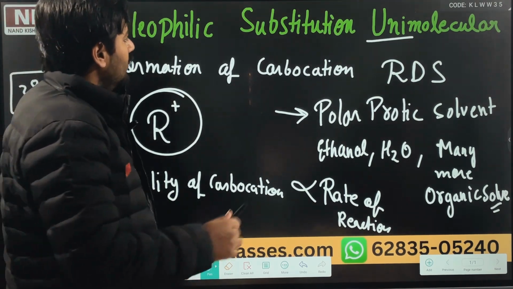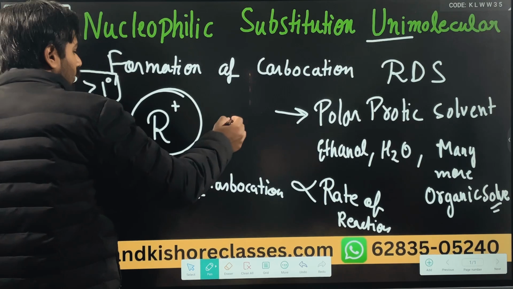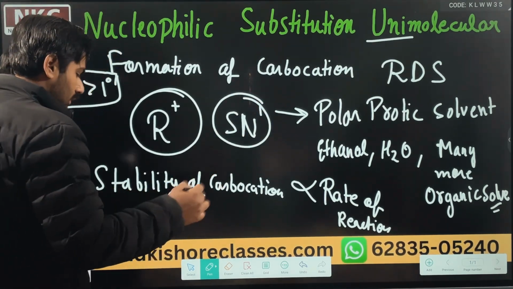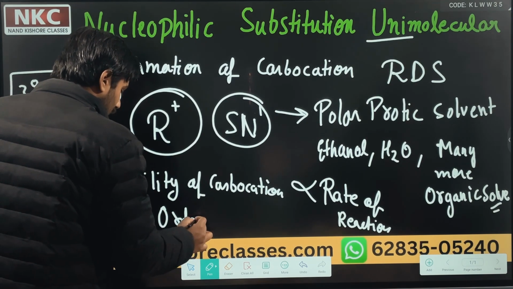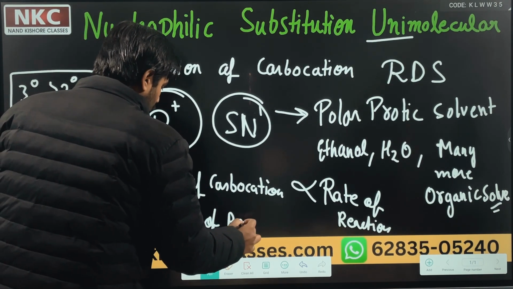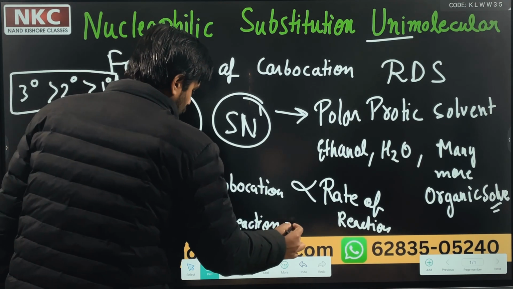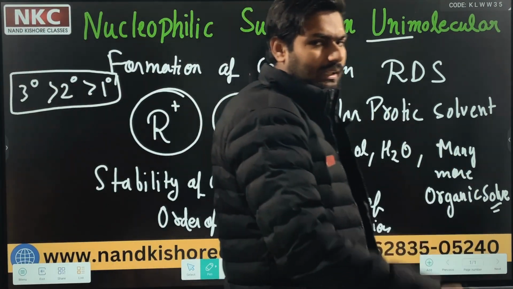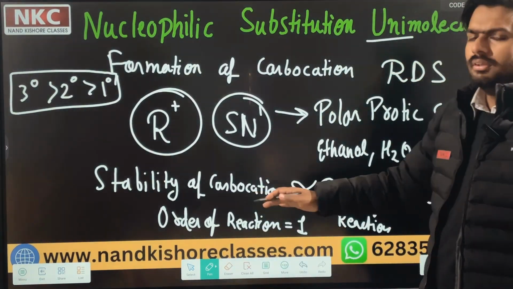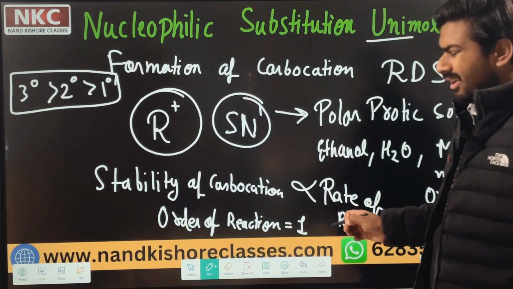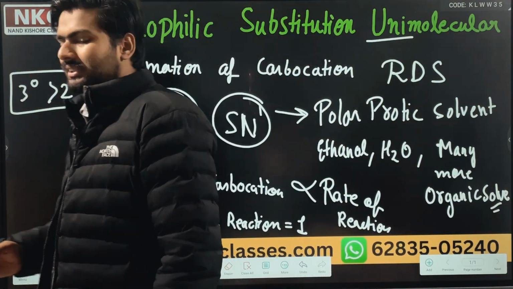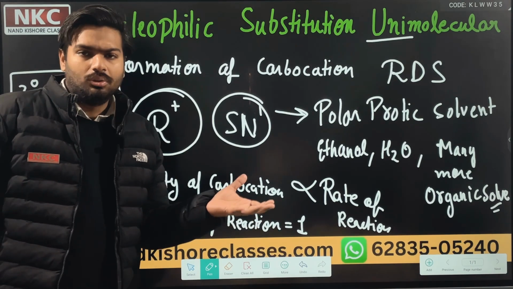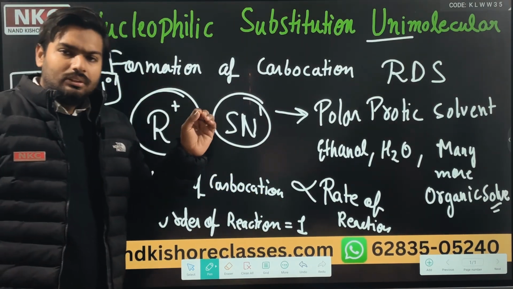Also, you can say the nucleophilic substitution unimolecular or SN1 reaction mechanism has an order of reaction equal to unity. What the order of reaction is, we will see in our chemical kinetics video. Till then, learn this: the order of the reaction is 1. When we see the rate law and how to write it, we will get to know what the order of reaction is. Till then, this much is sufficient.